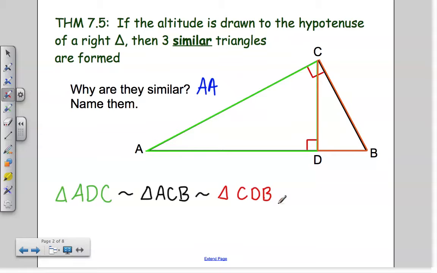So it's kind of nice to be able to look at the angles that they share, each of the smaller triangles with the large triangle, and look at where the right angle is located, and then you can name those similar triangles. So it's cool. You got three similar triangles, similar because of angle-angle, and we're going to look at setting up proportions, finding unknowns using this.